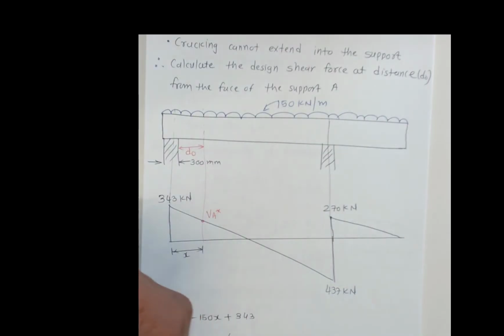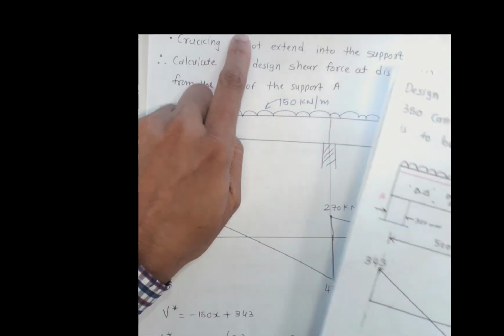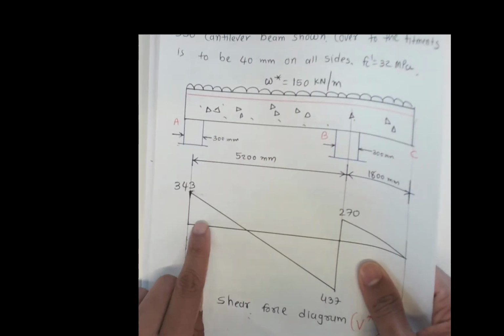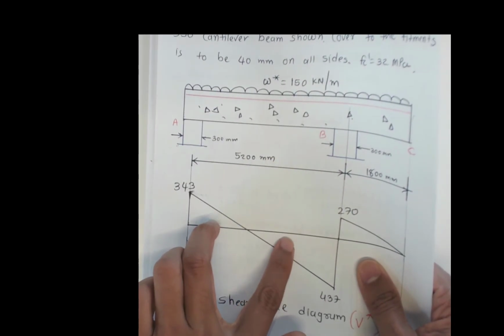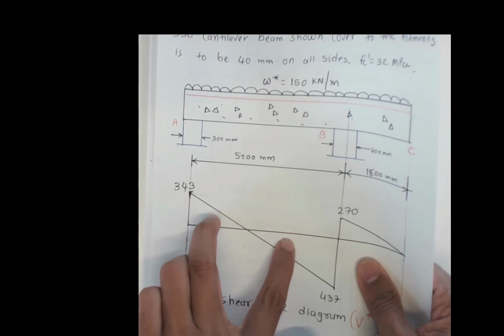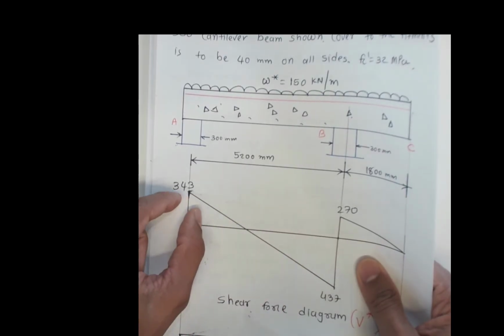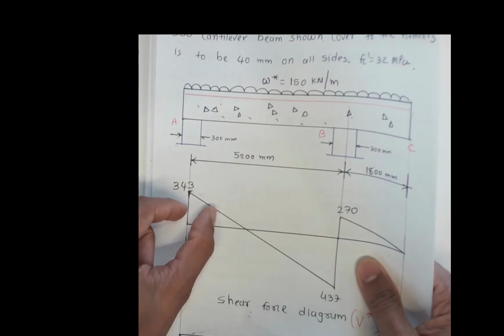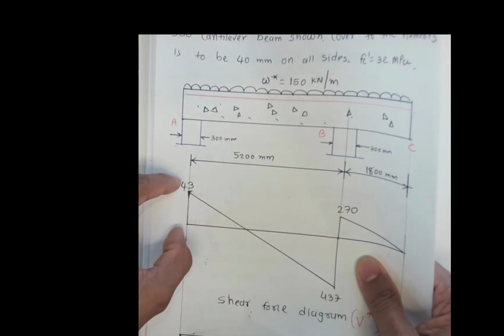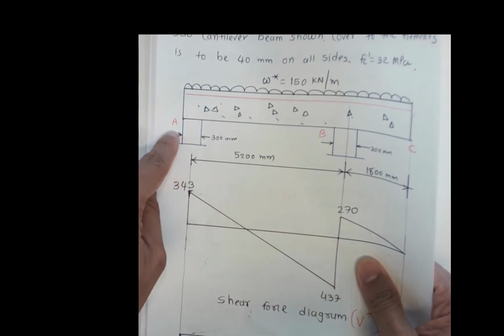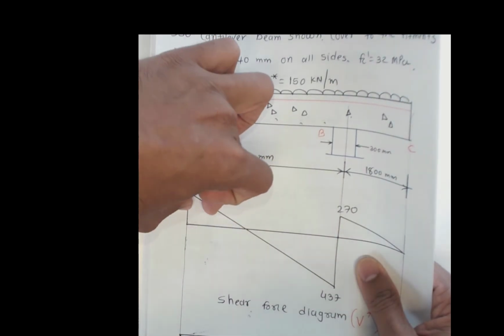Now let's talk about the reinforcement, how much fitments we're going to provide close to the support A. We found how much spacing we're going to provide in the middle, 326 millimeters. But now we are working in this very critical zone, because it has a high shear force. So we need to work out how much spacing of the fitments we're going to provide in this zone.